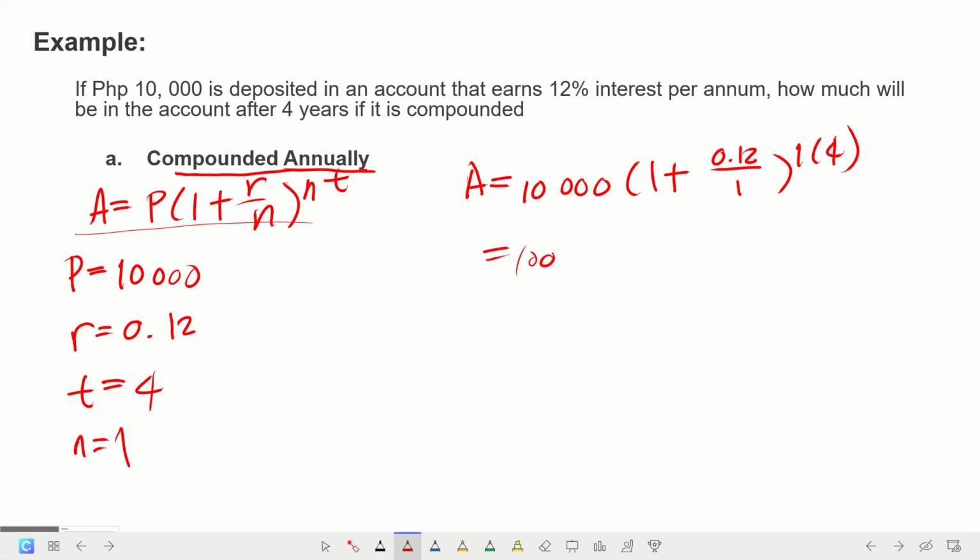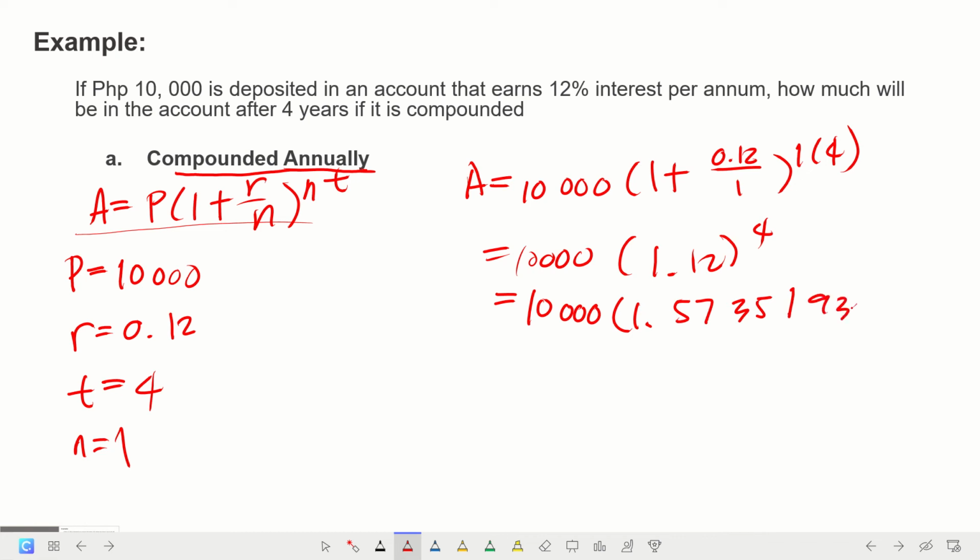So 10,000 times (1 plus 0.12 divided by 1) is 1.12 raised to 1 times 4, which is equal to 4. So 1.12 raised to 4 is equal to 1.57351936 times 10,000 is equal to the amount.